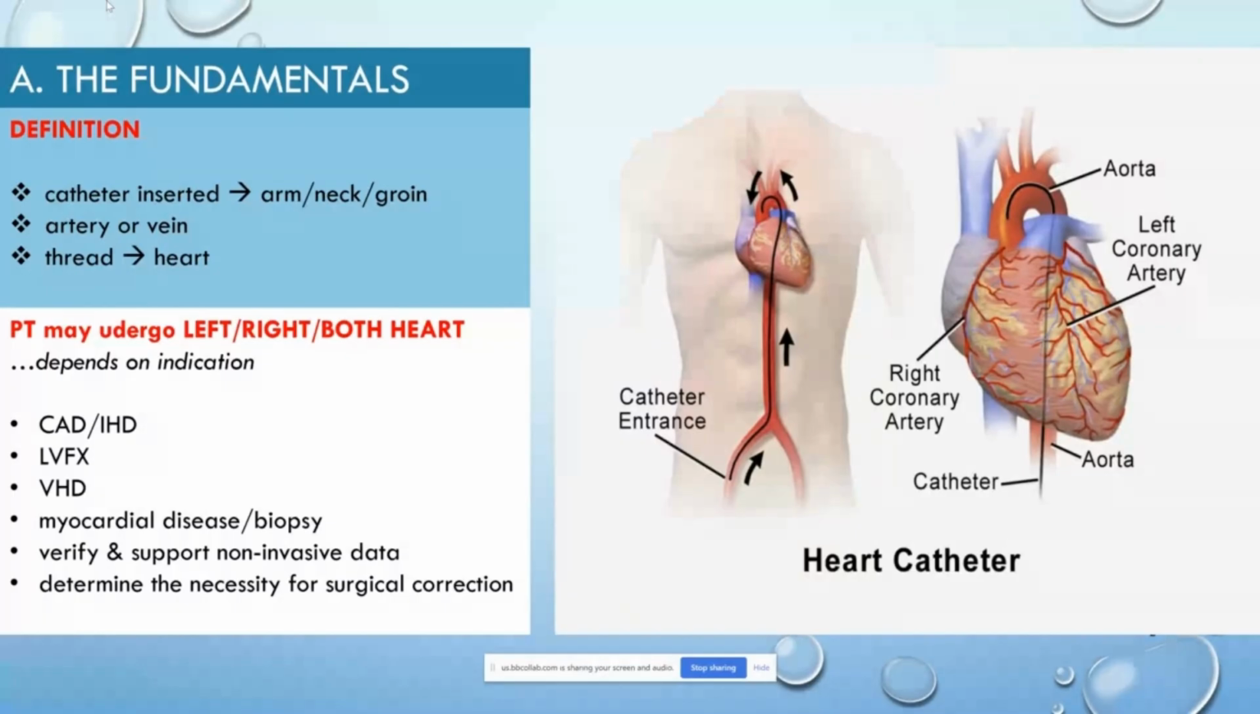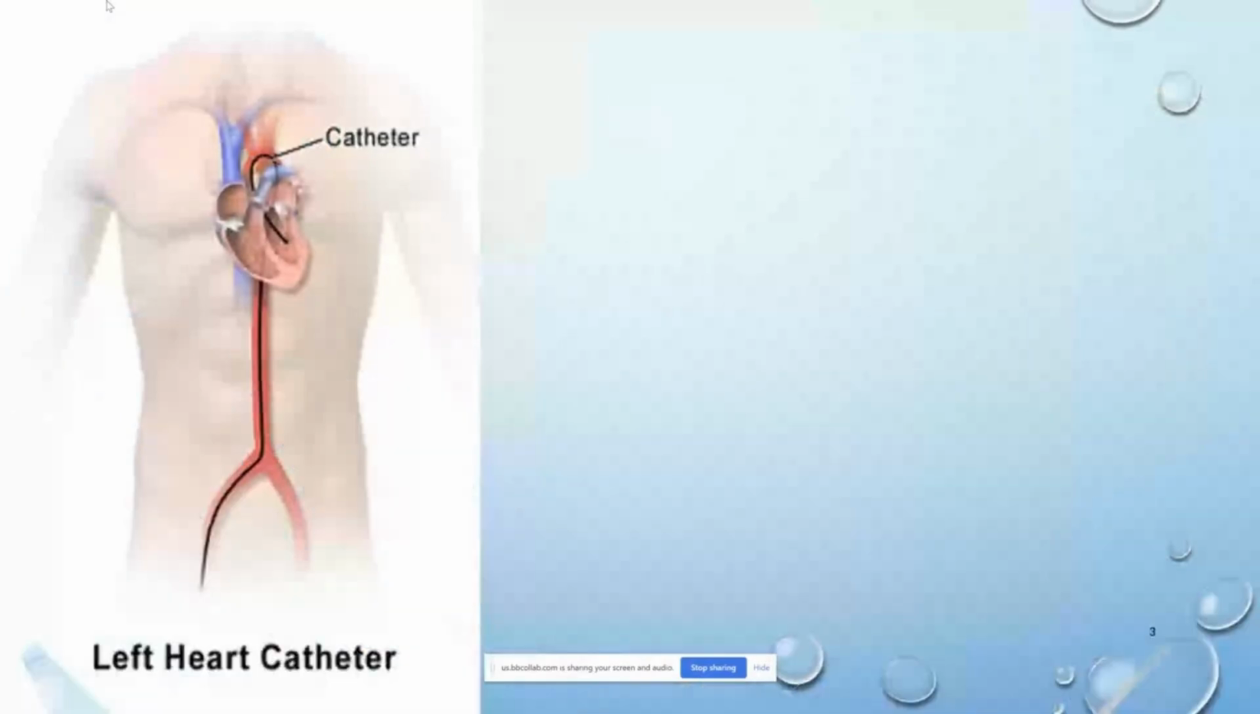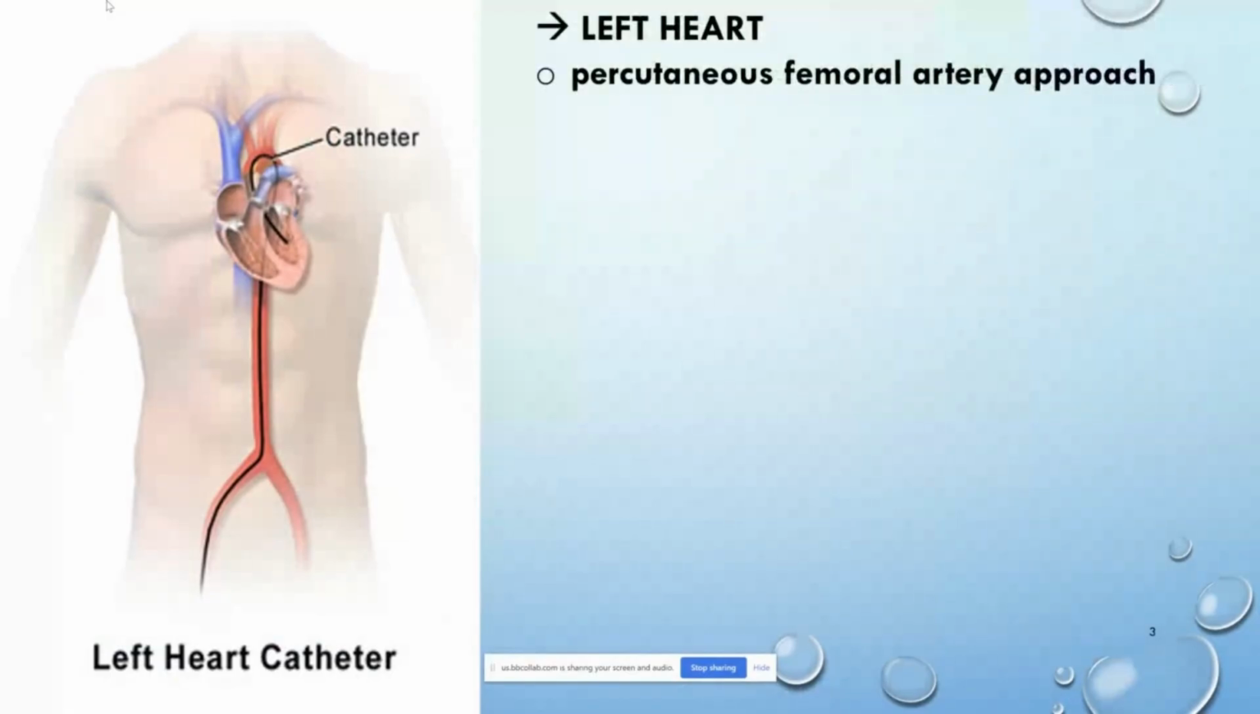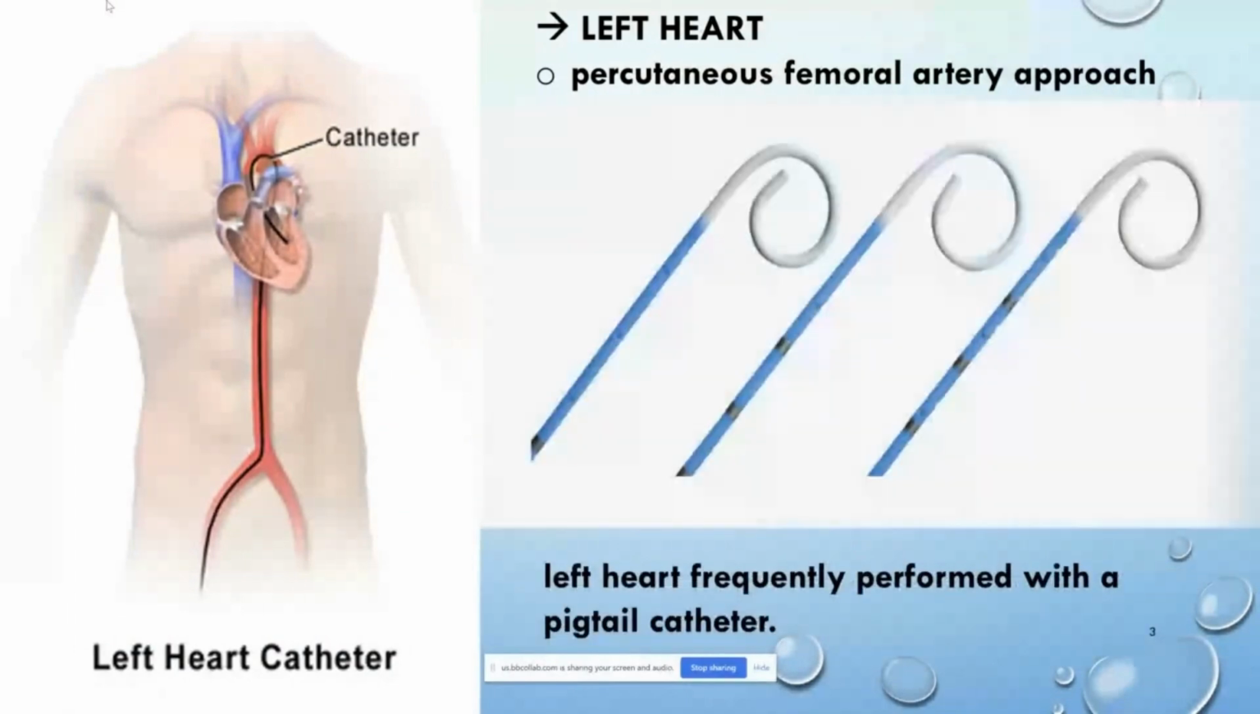So let's first talk about the left heart. If they're going to do a catheter for the left heart, they normally use the percutaneous femoral artery approach. That is the most popular method for left heart catheterization. So they make a small incision through the person's skin, and then the catheter is threaded through the femoral artery all the way to the aorta, the coronary arteries, the aortic valve, and to the left ventricle. So they use a pigtail catheter, and that's what a pigtail catheter looks like.